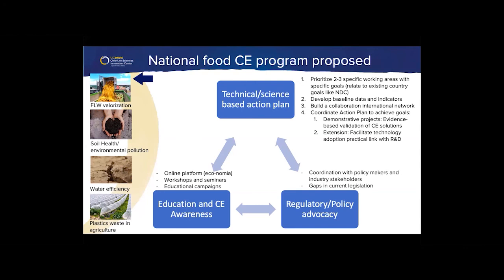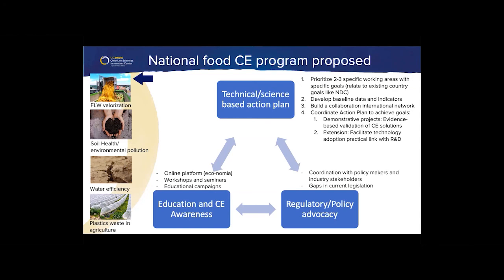For these specific areas that are to be defined by the science and technical area, we have to develop baseline data and an understanding of the starting point from a methodological point of view. Also build collaboration with international networks and coordinate an action plan to achieve these goals. And in the action plan, we think of having demonstrative projects that validate the circular economy solutions with evidence, also extension efforts to facilitate the adoption of technology, and also making circular economy knowledge more understandable to the common public.